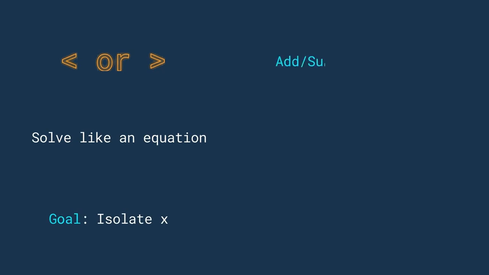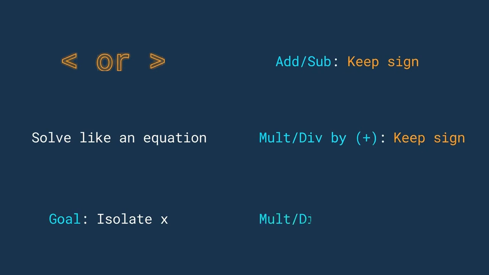Here are the key rules. Adding or subtracting keeps the inequality sign the same. Multiplying or dividing by a positive number also keeps the sign the same. But multiplying or dividing by a negative number flips the sign. That rule is the most important part of today's lesson.